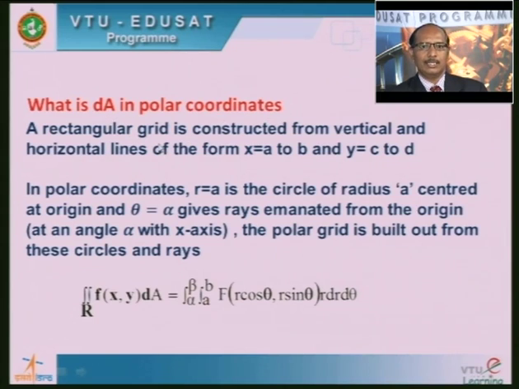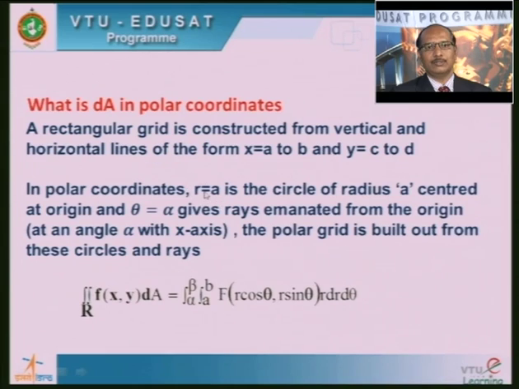So, the rectangular grid is constructed from vertical and horizontal lines. You know that from x equal to a to x equal to b and y equal to c to y equal to d, you will get a rectangular grid there. In polar coordinates, r equal to a stands for a circle, like x equal to a and x equal to b are straight lines. Here r equal to a, r is what? It is the square root of x square plus y square, so express polar in terms of Cartesian.